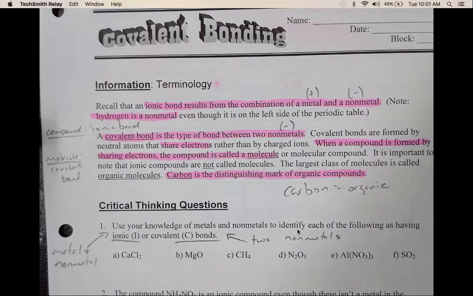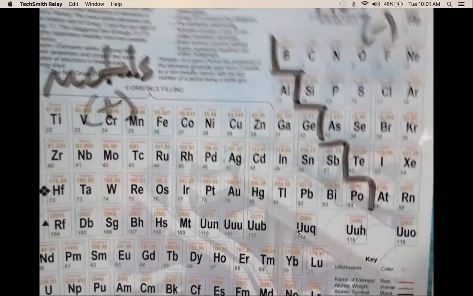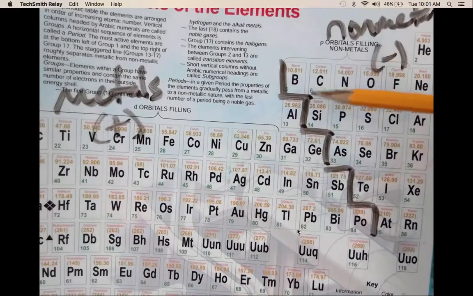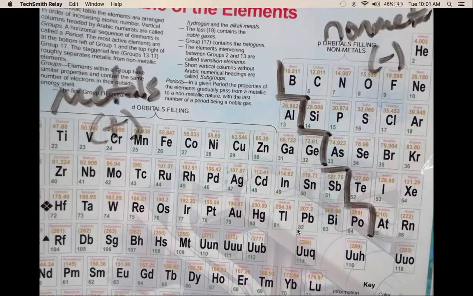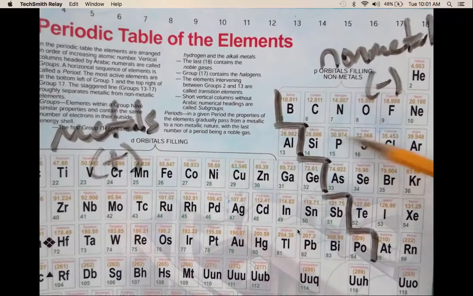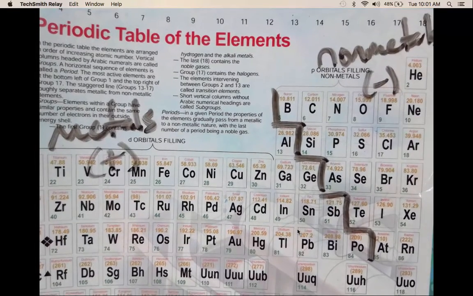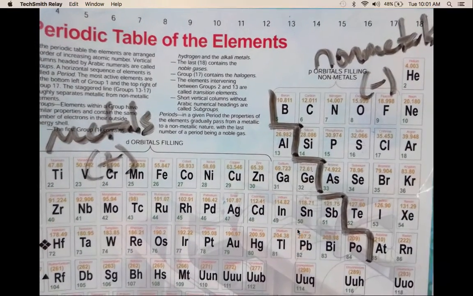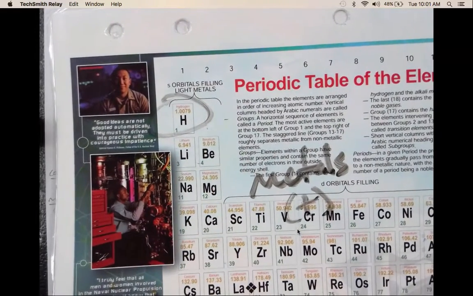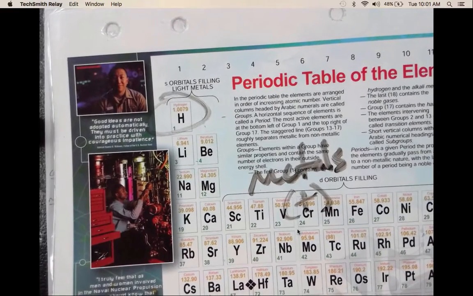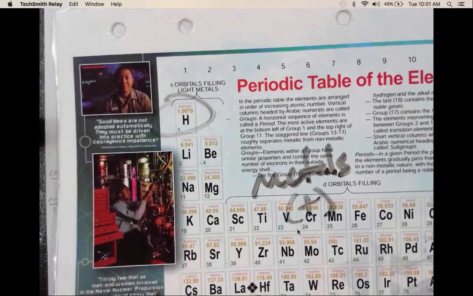So if we look at a periodic table, on every periodic table there is a light line right here. I bolded it in so that everyone can see it. On this side of the line is nonmetals with a negative charge. Over on the other side are all metals with a positive charge. The only thing on the left side of the periodic table that is a nonmetal is hydrogen. It is also one of the only nonmetals with a positive charge.